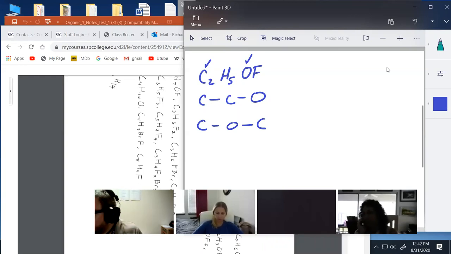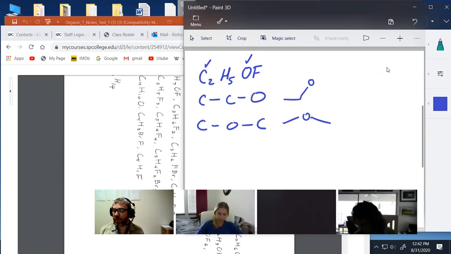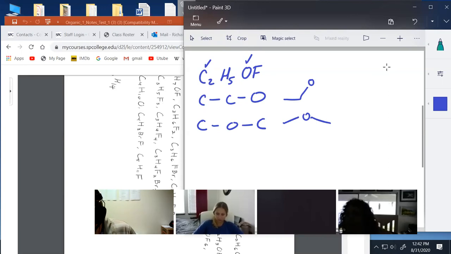If I do that as a line structure, and I'll go ahead and do that now, that's what we're looking at. That's going to be our base structures. So now I've got a fluorine. I've got to put a fluorine in different locations. All right, so let's focus on the top one first. I can put an F on the O, or I can do this. I can do that in 2 ways.